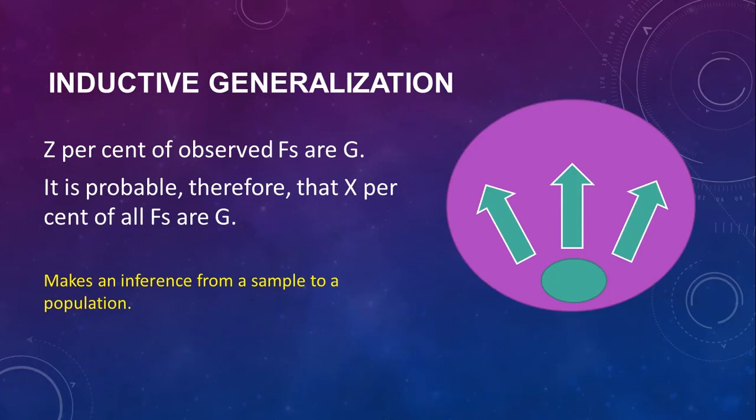It is probable, therefore, that X percent of all Fs are Gs. So we're going from a statement about observations to a statement about a population. Suppose this green circle is the whole space of swans that we've observed. You're a biologist, you've gone into the field, and you've observed a whole bunch of swans. This is all of them, and you said, 99.9% of these are white swans. An inductive generalization is when you go from observed facts about a subpopulation or a sample to a larger population.